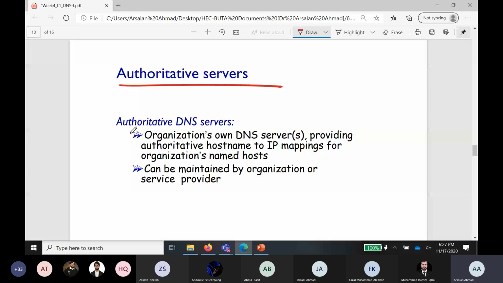For example, NUST has its own authoritative name server, and whenever a user around the globe requests the IP address of www.nust.edu.pk, the authoritative name server has the authority to reply with the IP address of that particular host name.